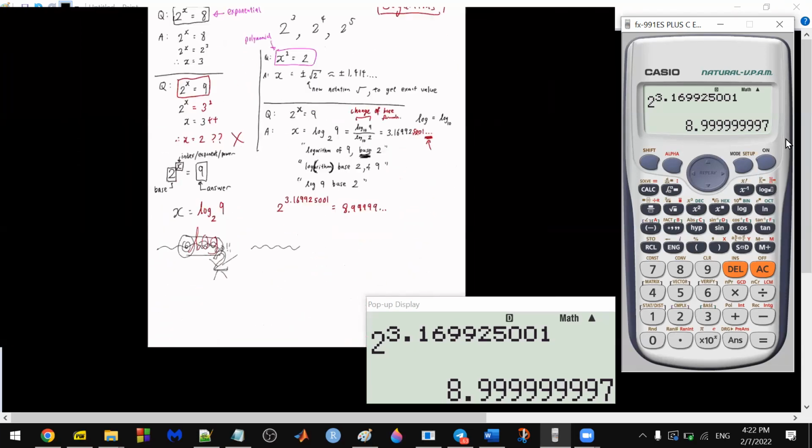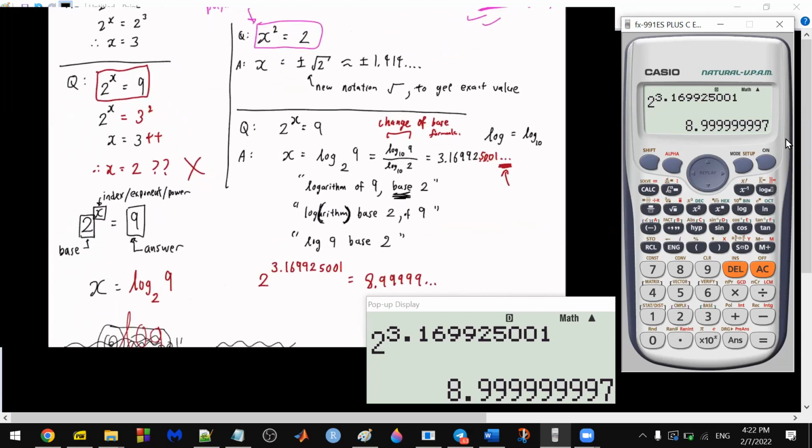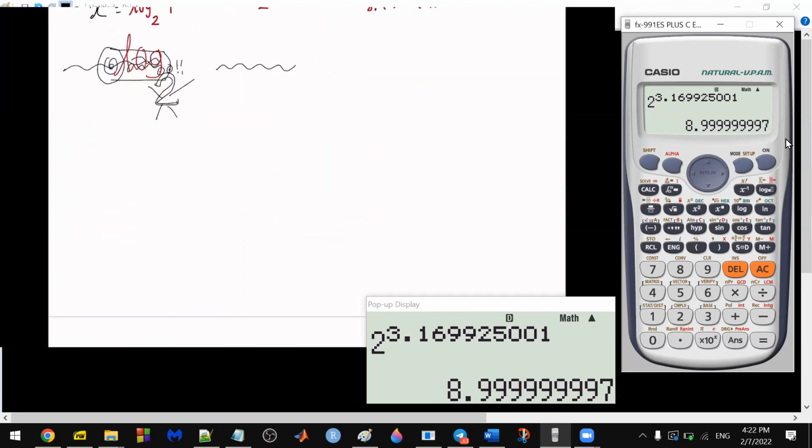So maybe I should write down: log is power. Logarithm is power. Logarithm gives you power, as in literally this math power. X is equal to a log. The power is equal to a log. Let's go through some examples.